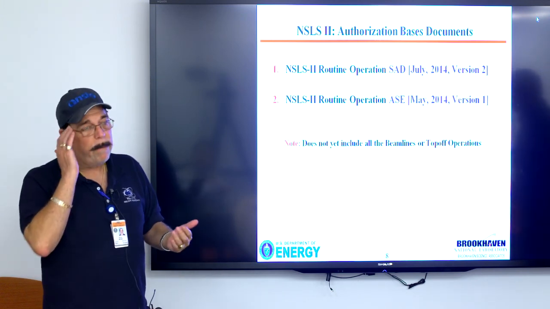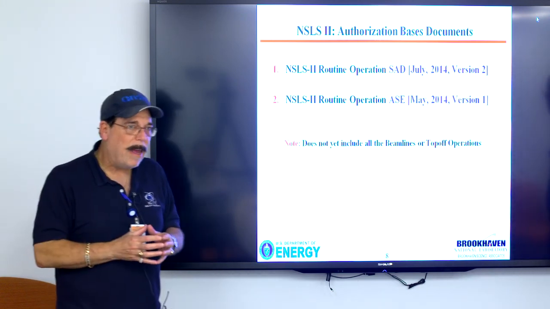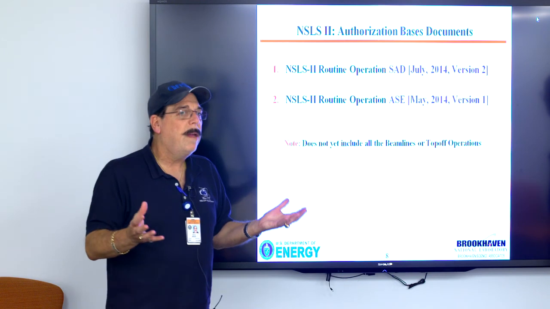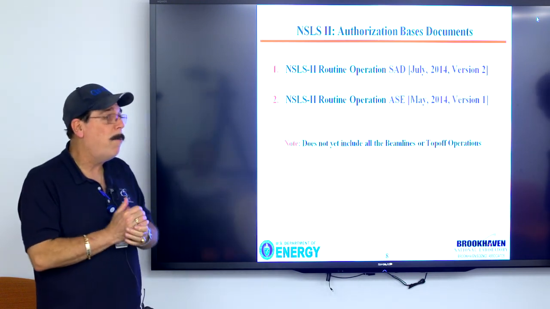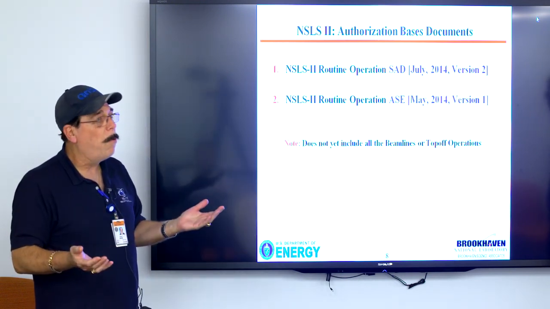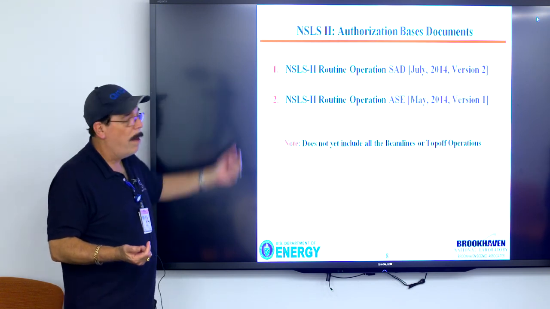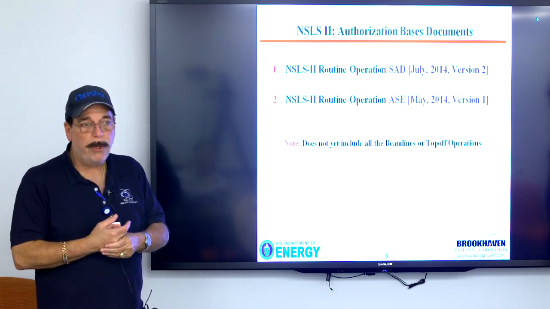If they represent something totally new and exotic that we haven't analyzed before, or we haven't considered the types of potential accidents that there might be, then we would have to go back and revisit the ACE and go back to DOE for prior permission.